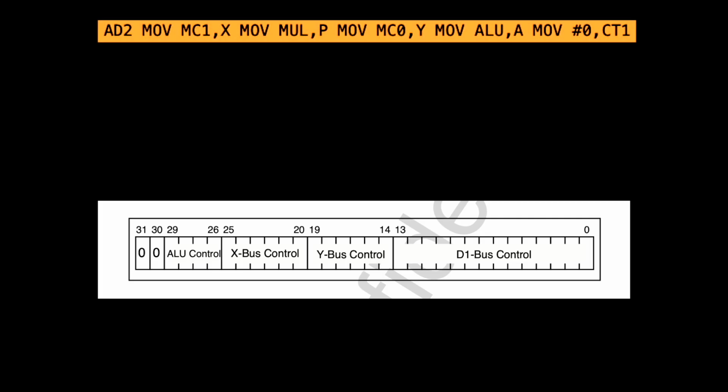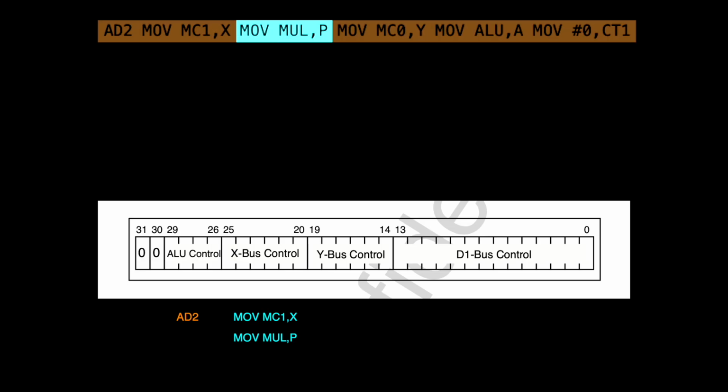So these are the 4 types of commands that can be executed at the same time: ALU control, XBus control, YBus control, and D1Bus control. So let's break down a line of code and allocate each command to one of the 4 types. According to the manual, AD2 is an ALU control command. Move MC1, X is an XBus control command. Move MUL, P is also an XBus control command. Move MC0, Y is a YBus control command. Move ALU, A is also a YBus control command. And finally, move #0, CT1 is a D1Bus control command.